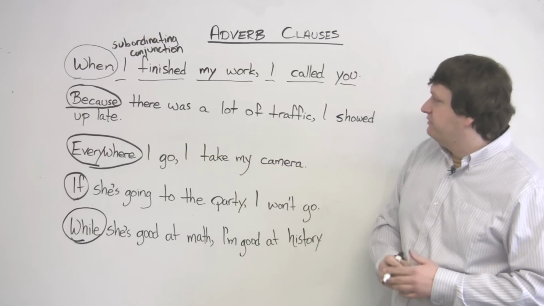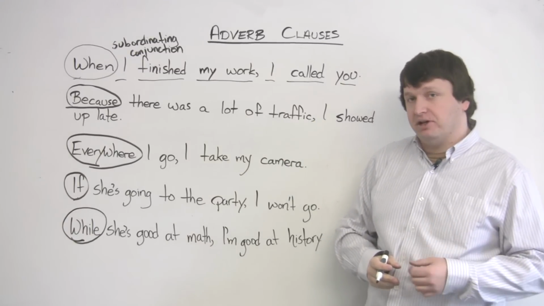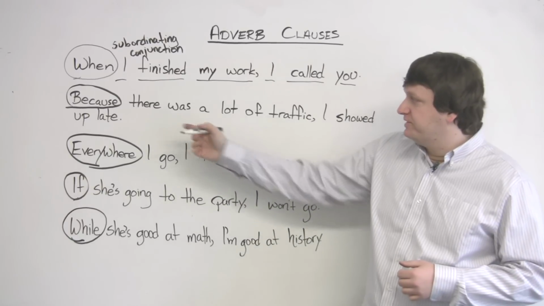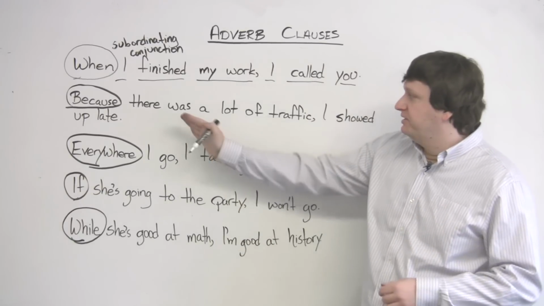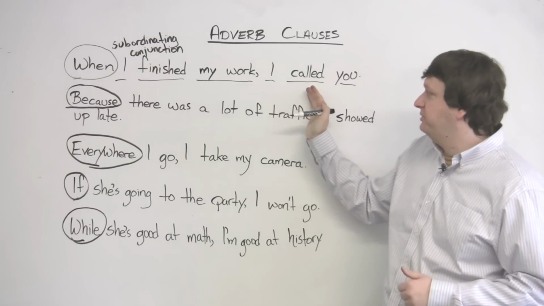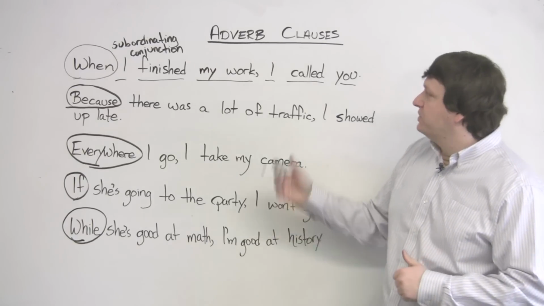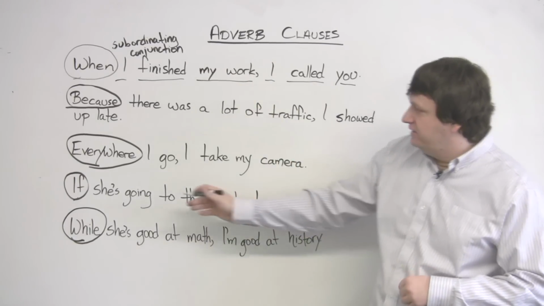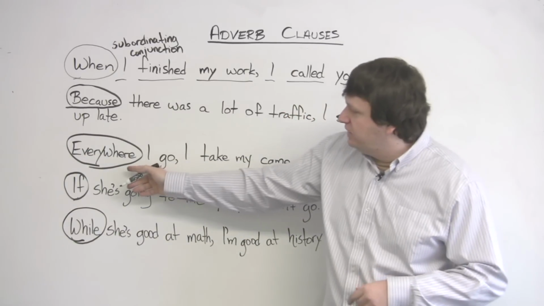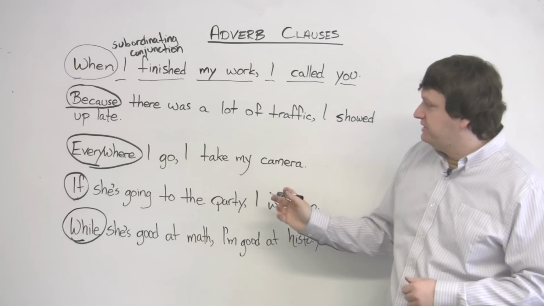Because there was a lot of traffic, I showed up late. Again, I showed up late is an independent clause. This is a subordinate clause, an adverb clause that needs more information. Because there was a lot of traffic. Okay, you need more information there, okay? Just like everywhere I go, you need more information. So what an adverb clause does is it basically qualifies this sentence. It gives you the starter for the next sentence. So everywhere I go, I take my camera.